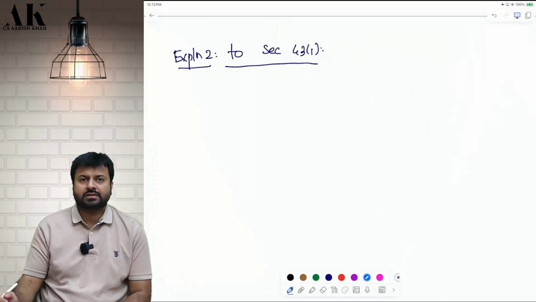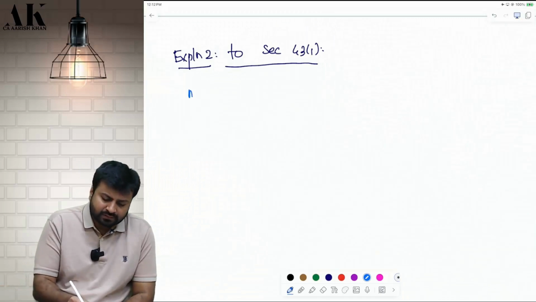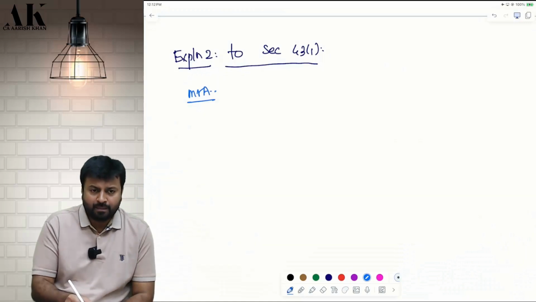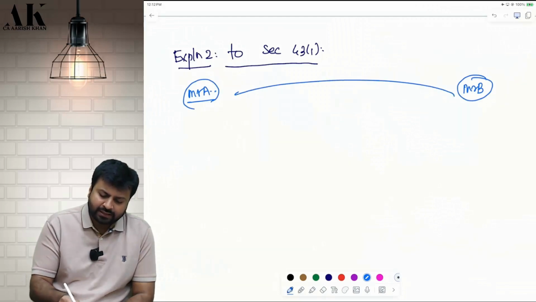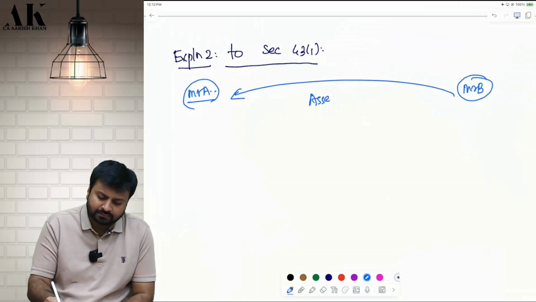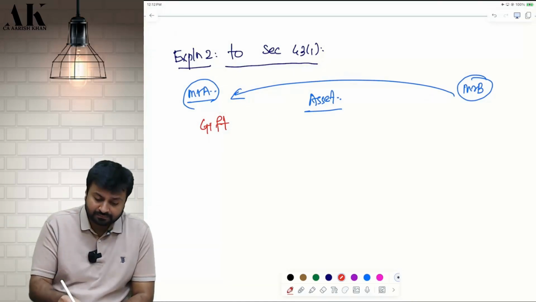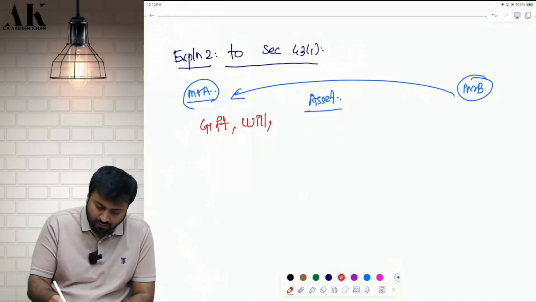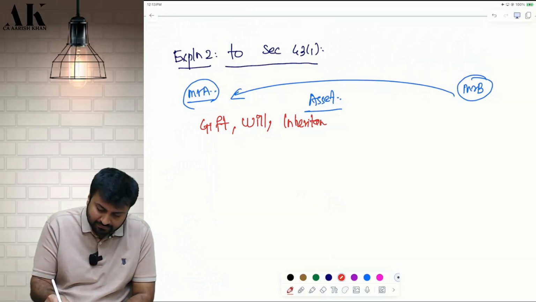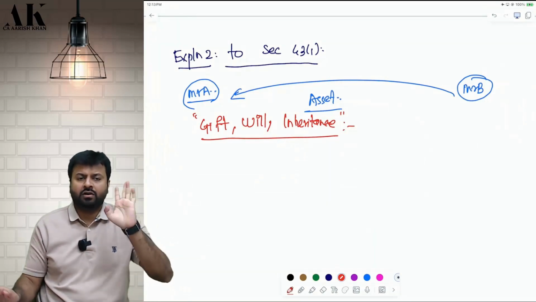Now, what does this explanation say? This explanation talks about, suppose you are Mr. A, and there is Mr. B over here. And if you receive an asset from Mr. B, and that asset is received by you in the form of a gift, or by way of a will, or by way of an inheritance. So if you receive the asset by way of gift, will or inheritance.